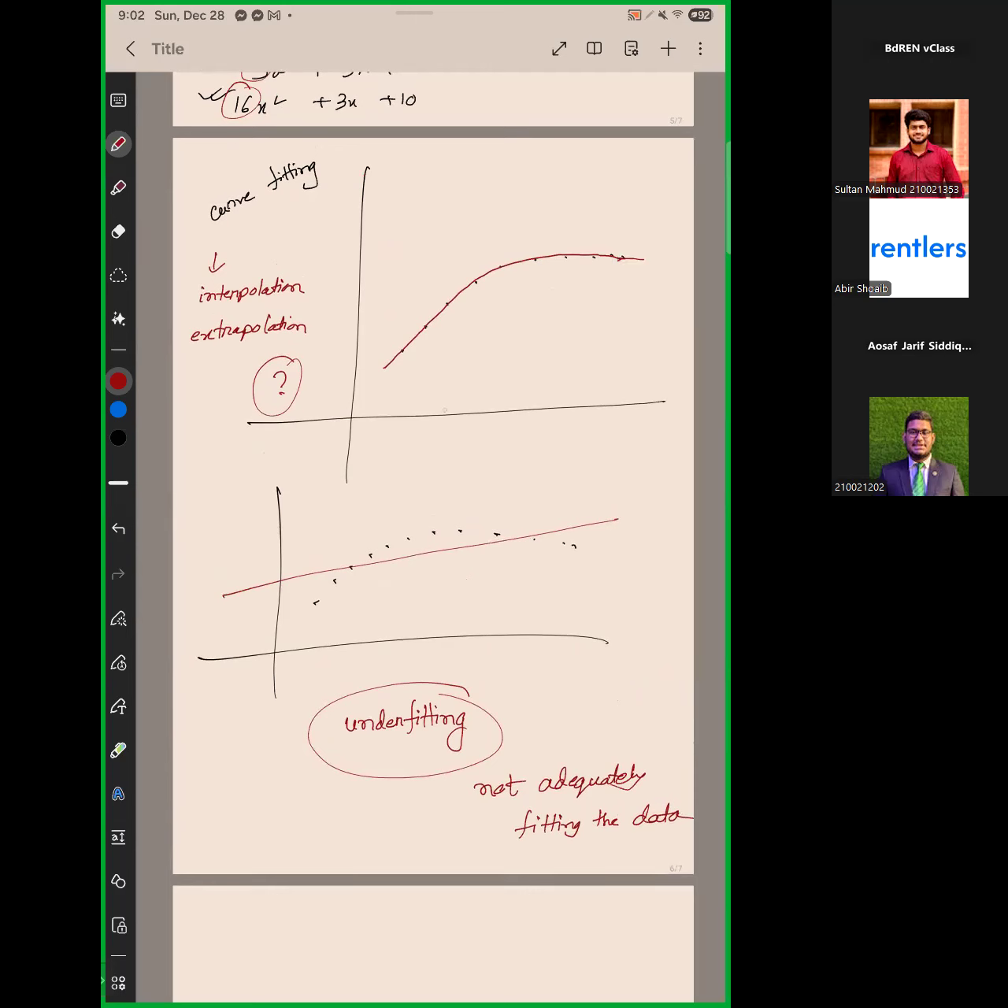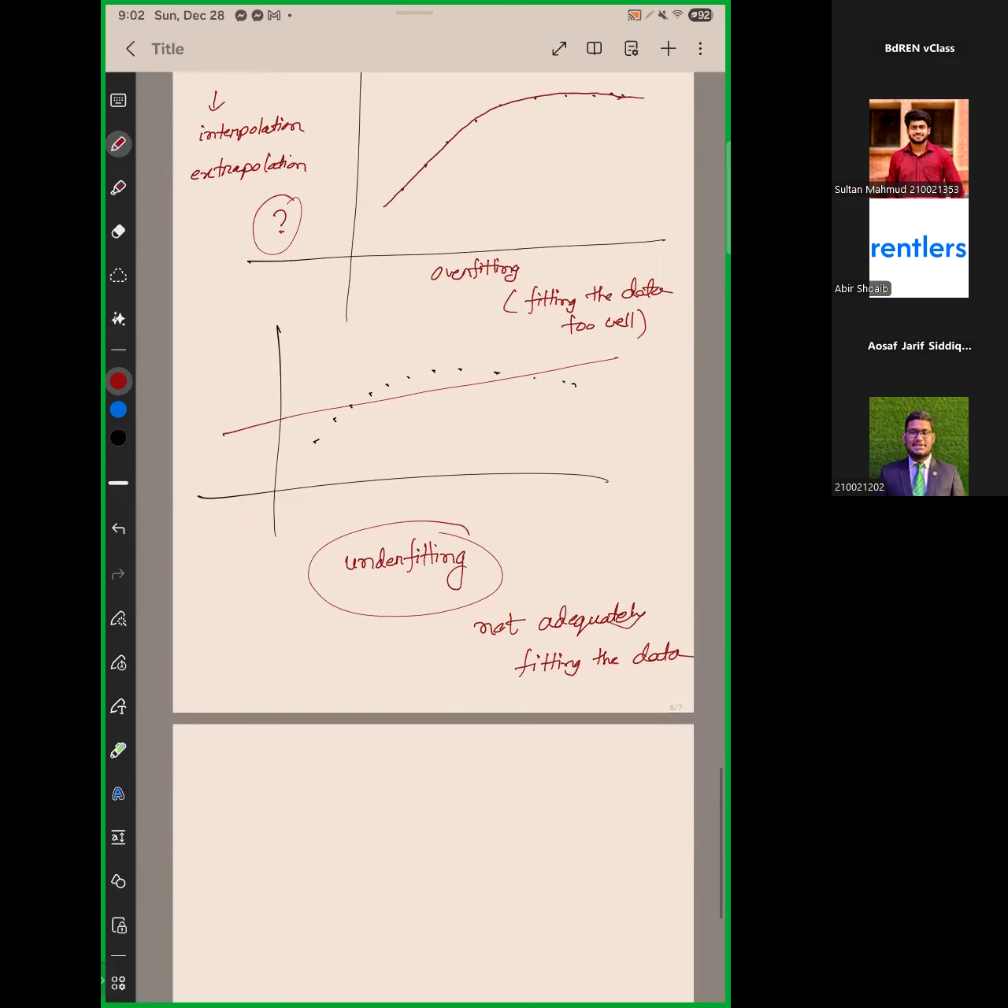So this is called overfitting. Overfitting means fitting the data too well or too perfectly. Okay, this is also a problem for our case. Why is it a problem in our case? Both of them are a problem. Overfitting is a problem, underfitting is also a problem. Why is underfitting a problem? Because basically you are not actually fitting the data properly.